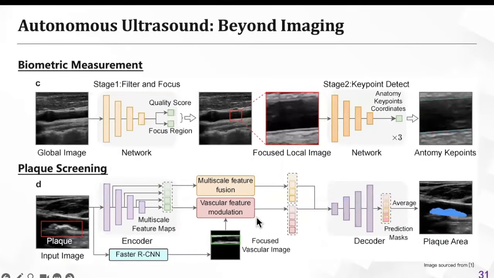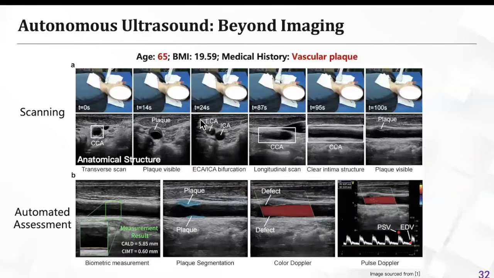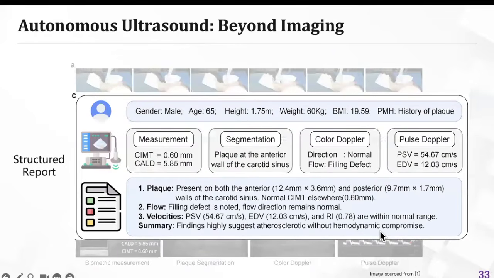After the scanning is complete, we have designed models for measurement and plaque screening to achieve a fully autonomous ultrasound examination workflow. This diagram shows the complete process for acquiring key anatomical structures. Here is the transverse view of the artery, and here is the longitudinal view of the artery. In these images, we can clearly identify the plaque in the patient. Based on this high quality image, we conduct the measurement, segmentation, and also blood flow assessment using color and pulse Doppler. Based on all the results, the system generates a structured report that summarizes the subject's health status.